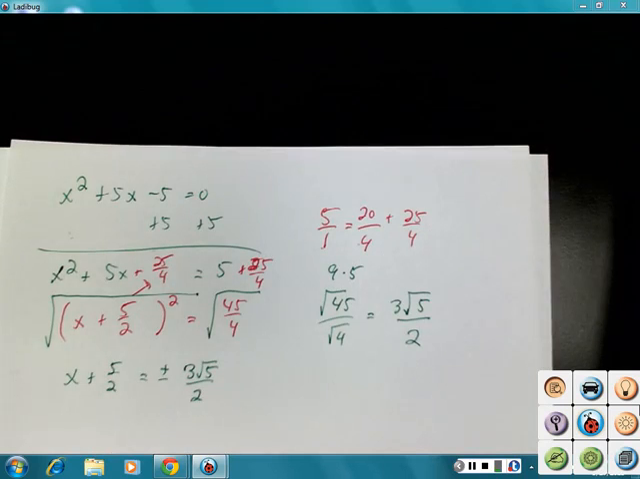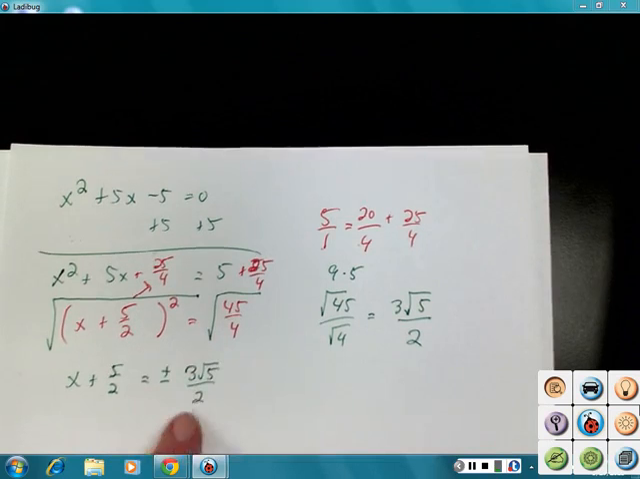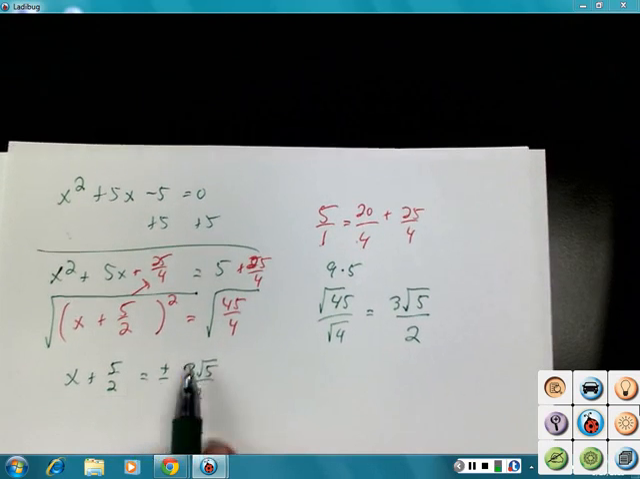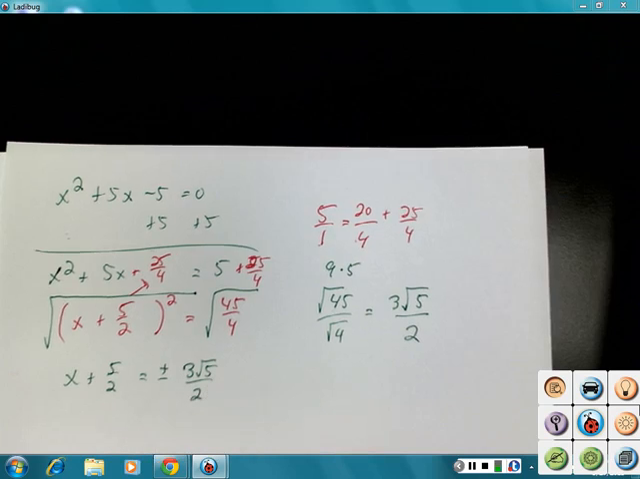Questions? Yes? Is that the only answer that Hawks can accept, or is it going to be like x plus 5 over 2 equals plus 3 over 2, and then have it minus 3? No, it's going to want it like this. In Hawks, you're going to want to leave it like this, because, remember, this is connected. So I couldn't break them apart at all.